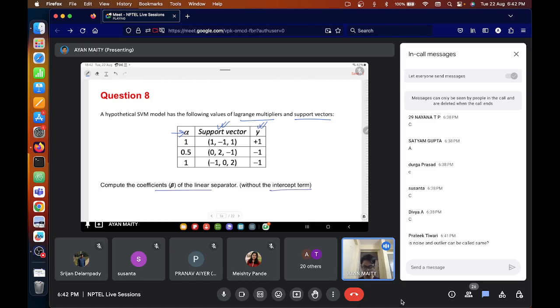So you don't have to compute the intercept term, only the coefficient terms beta, from this table. Alpha, the support vector points, and the y values for the support vector points are given. From this data you have to find the coefficient beta, which again would be a vector of length 3, because the support vector points are of length 3, as you can see. So compute this beta and write your answer in the chat.